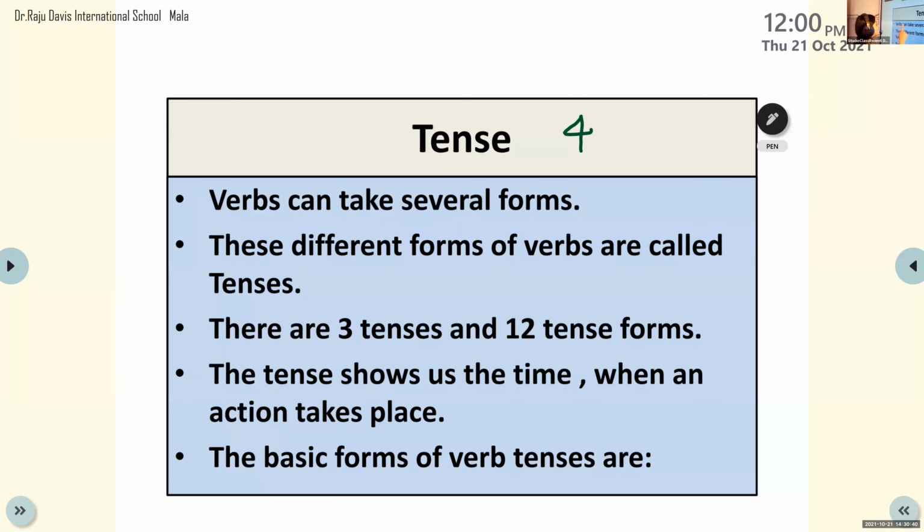So a verb can take several forms. It takes present form, it can take past form, it can take a past participle form, and it can also be used in the form of a present participle to show continuity in the action. These different forms of verbs are called tenses in English grammar. I repeat, there are 3 tenses and 12 tense forms. I said there are 3 tenses. What are the 3 tenses, children?